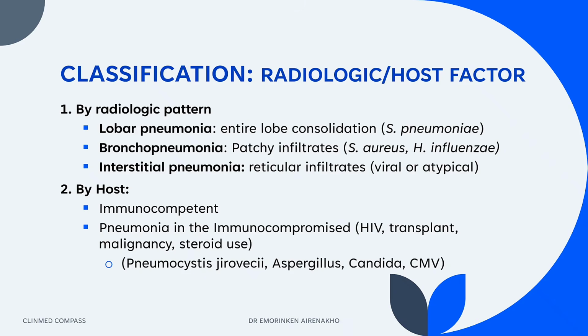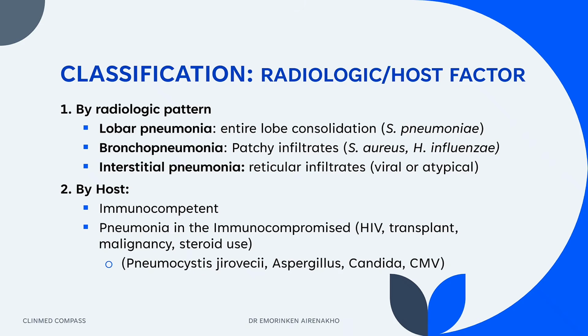Pneumonia can also be classified by host factors into immunocompetent and immunocompromised, as in pneumonia in the immunocompromised. Immunocompromised states such as HIV, transplant, malignancy, steroid use, long-term, are all implicated. Organisms include Pneumocystis jirovecii, Aspergillus, Candida, cytomegalovirus, and a host of others. Always ask a question: is this patient's immune system intact or not?